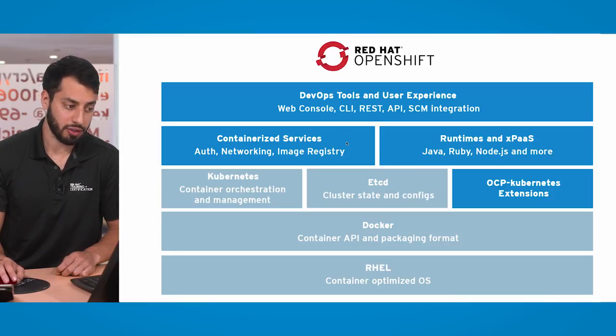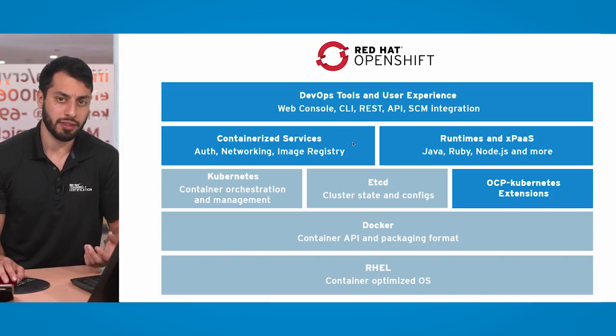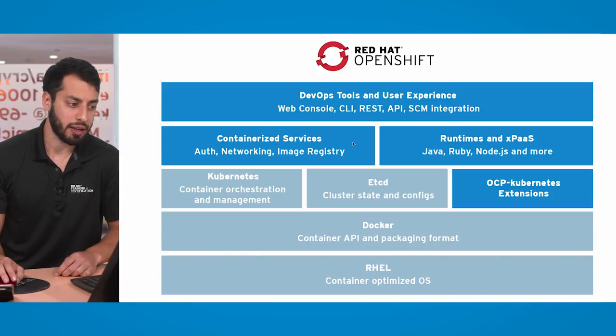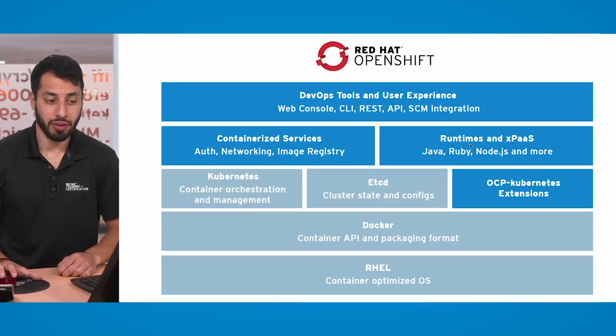We have some containerized services. I mentioned that a lot of OpenShift actually runs in containers itself, and these services such as authorization, networking, the image registry, are all running as pods in the background, and they're all containerized, and you can scale them just like you would anything else. We also have some runtimes and xPaaS images. This is for some of the source to image stuff that we'll get into later.